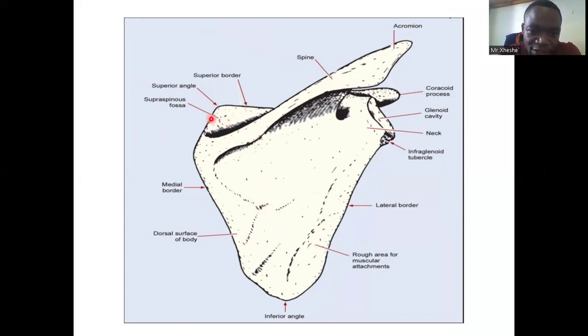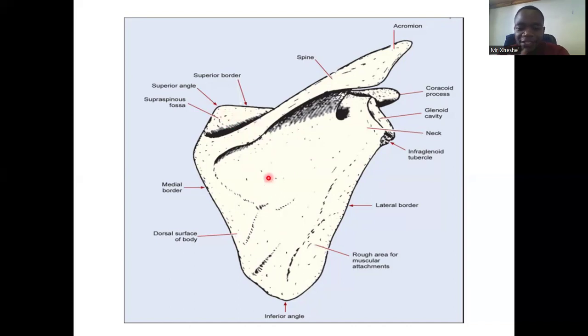Because the superior one is above the spine of the scapula, it carries that name, supraspinous fossa. Supra means above. The inferior one is below the spine, so it will carry that name as well, infraspinous fossa. This is supraspinous fossa. This is infra. Infra meaning inferior to the spine. So at the back of the scapula, there are two fossa, a supraspinous fossa and infraspinous fossa.